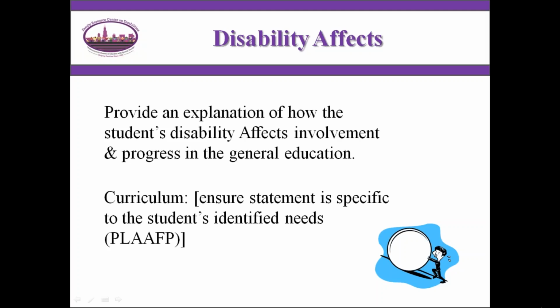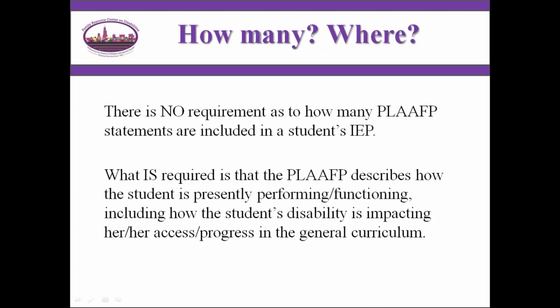So in your child's IEP, you should see in the present level the effect of the disability of your child on being involved in general education. There is no requirement as to how many present level statements are included in the IEP. It depends on the student and on your child's need. If your child has many needs, they will have a lot of information about their present level. And we do not limit the present level only to academics. It is self-explaining: present level of academic achievement and functional performance. The functional performance is always the social, emotional, and behavioral component, because that's what makes the student a whole human being functioning in the school setting.